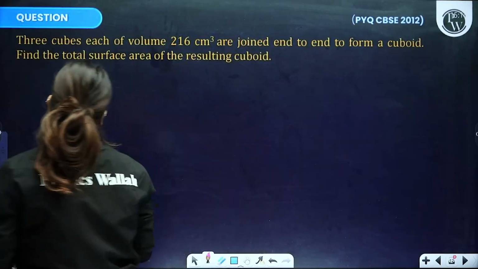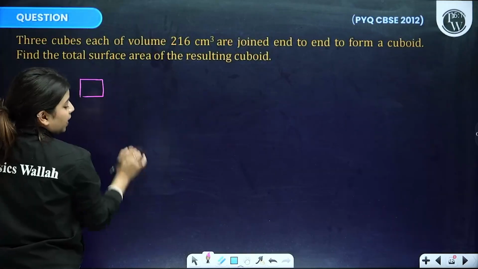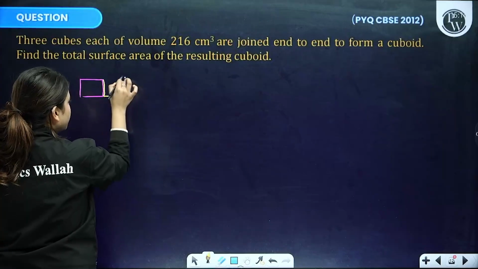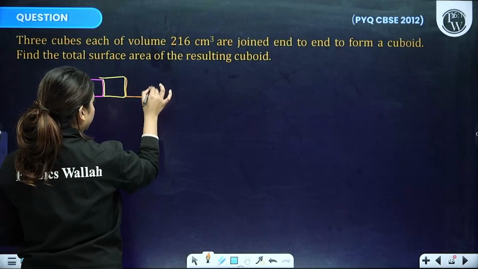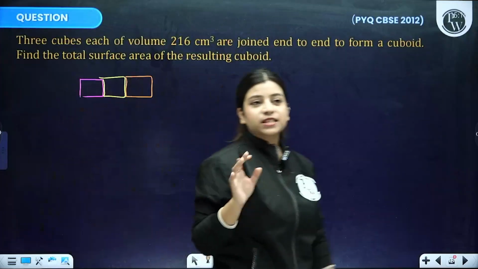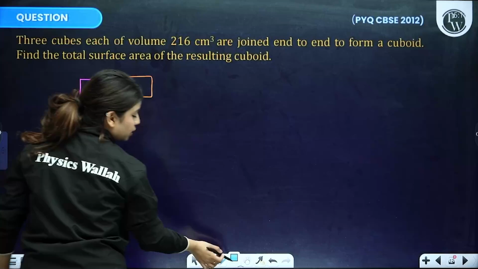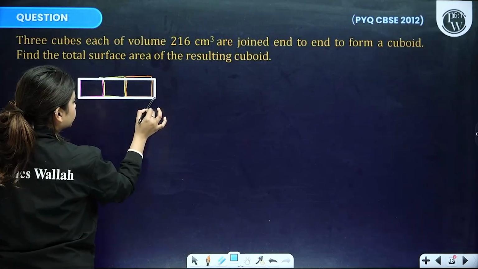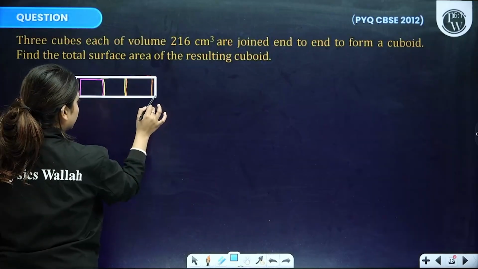So basically the very first thing that we have is, imagine this is the first cube. Then along with this first cube, we put our second cube, and along with this second cube, people, we just put up our third cube. So basically, as we can see, when we place these 3 cubes all together, they form a shape known as a cuboid.